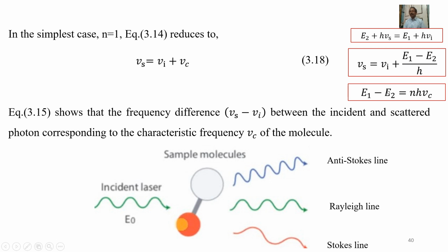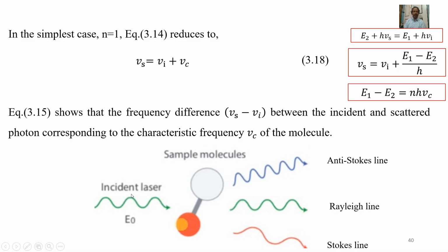So E1 minus E2 equals n h nu C. Suppose n equals 1, then E1 minus E2 can be written as h nu C. So substitute here, h gets cancelled, we have nu C. So nu S equals nu I plus nu C. So this can be written as equation 3.18. So equation 3.15 shows that the frequency difference nu S minus nu I between the incident and scattered photon corresponds to the characteristic frequency nu C of the molecule.